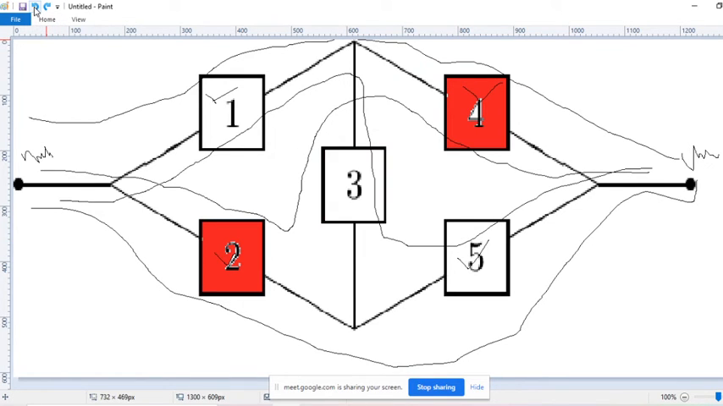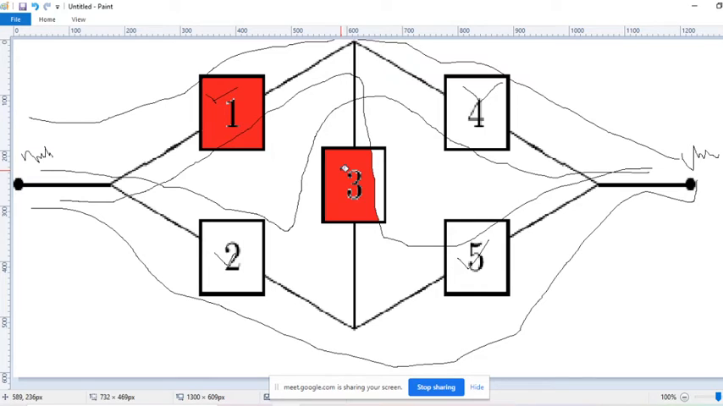Okay, another concept is cut. Think about these two components. Suppose these two components are in failed state, then what happens? The system cannot work, because components 1 and 2 are in failed state. And another situation is, suppose that 1, 3 and 5 are in failed state, then also the system cannot work properly.